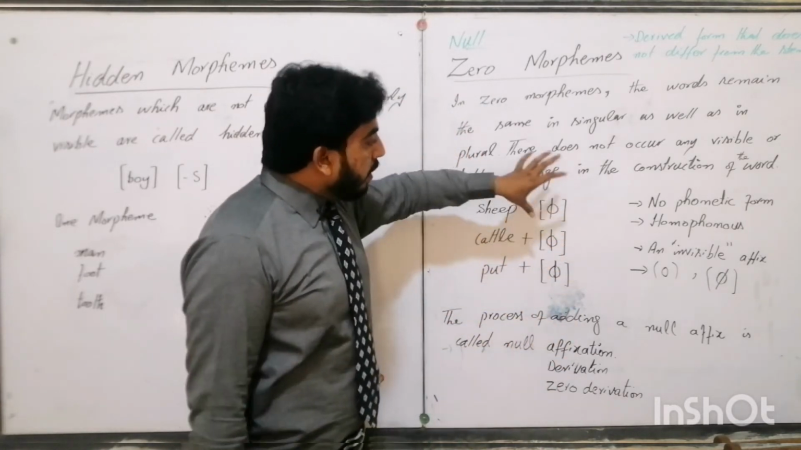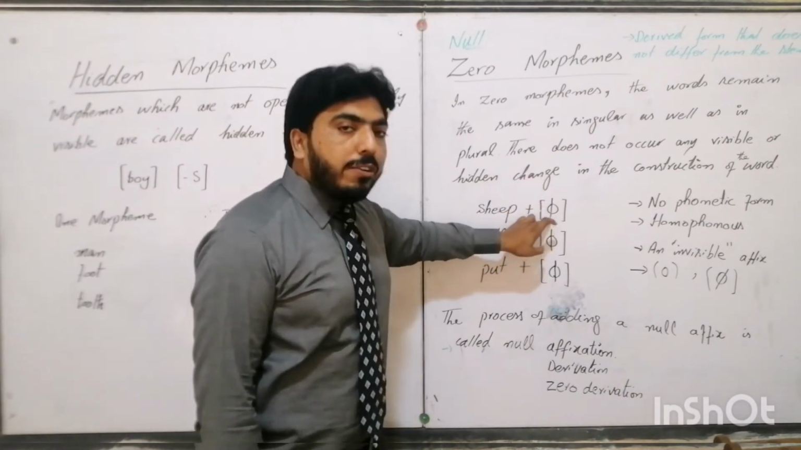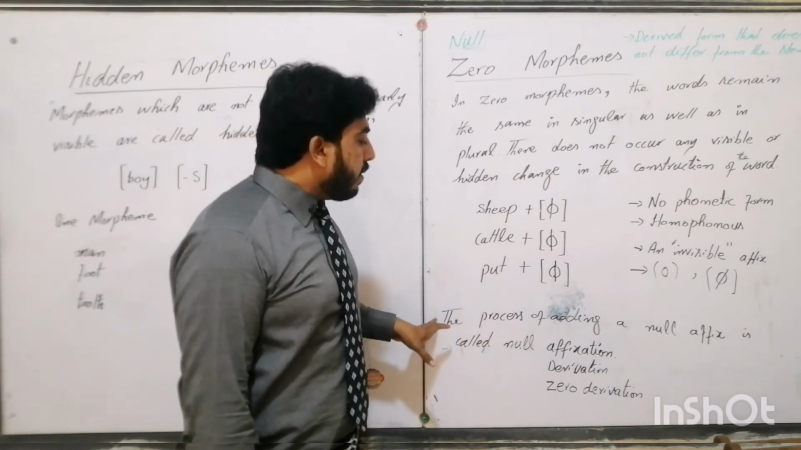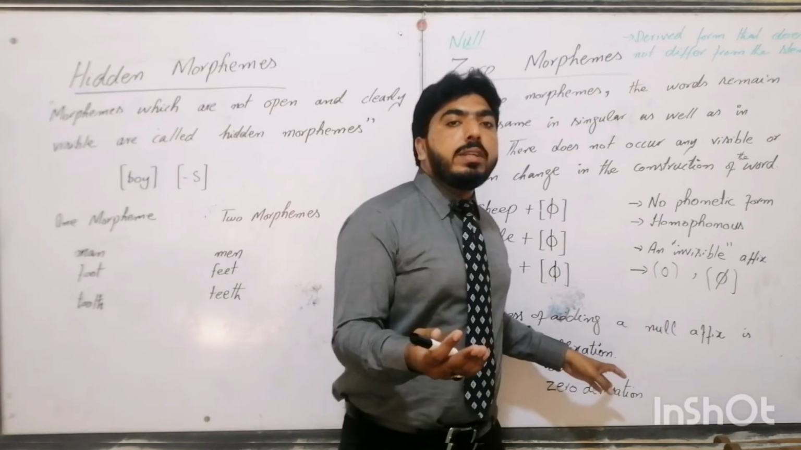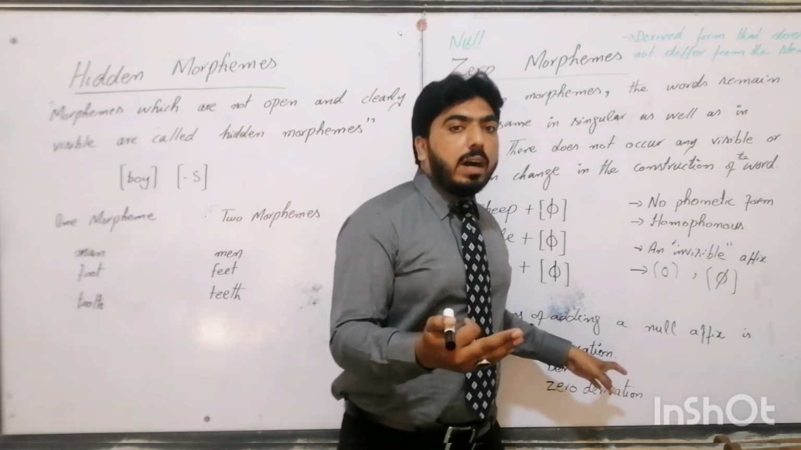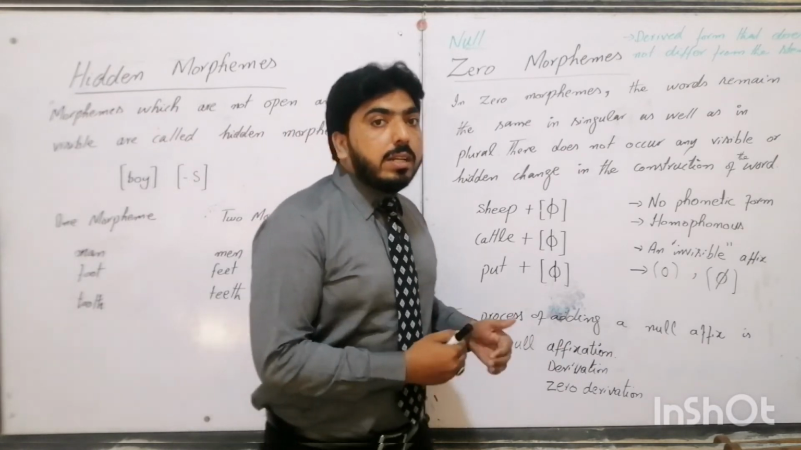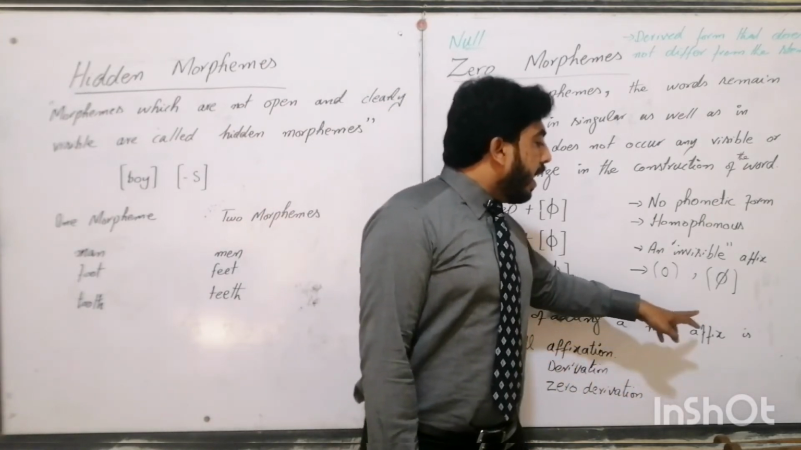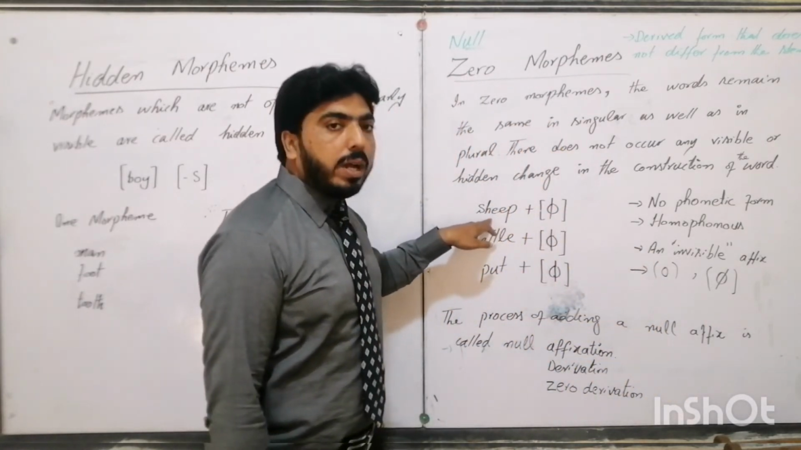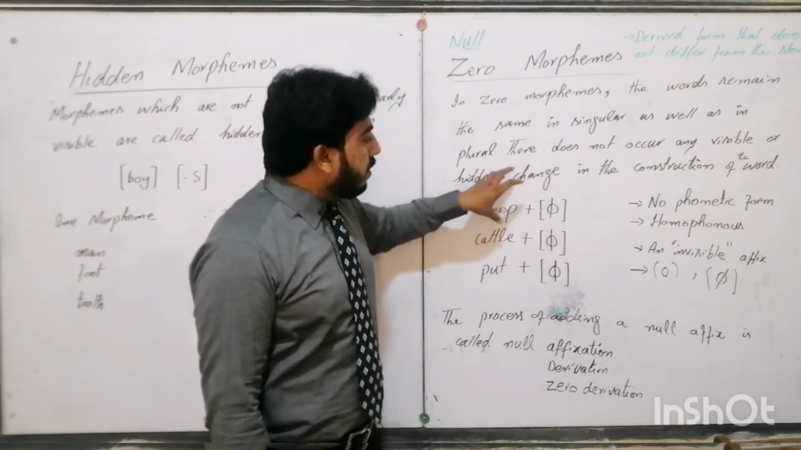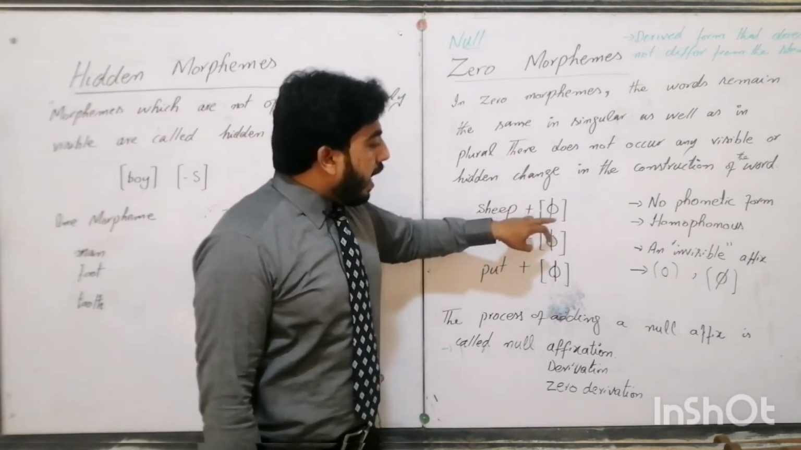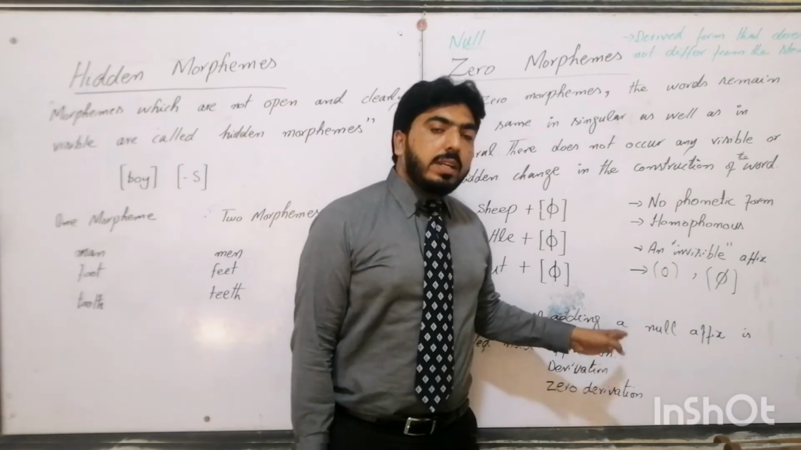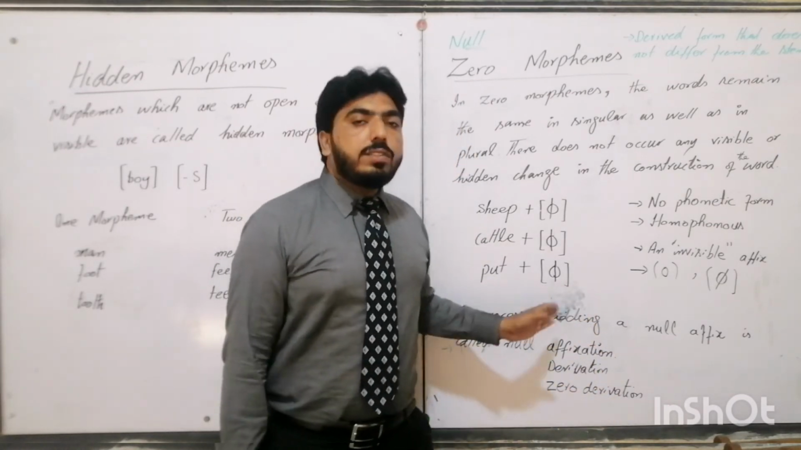Yes. So this is the process of adding null morpheme or zero morpheme with singular, and this process is called null affixation. Affixation means to attach. We may attach prefix or suffix. So affixation means attaching morphemes, prefixes or suffixes. So look at the process of adding a null affix. This is the process, sheep singular, and when we want to change it into plural, this is the process in which we are adding a null affix, right? And this process is called null affixation or null derivation or zero derivation.